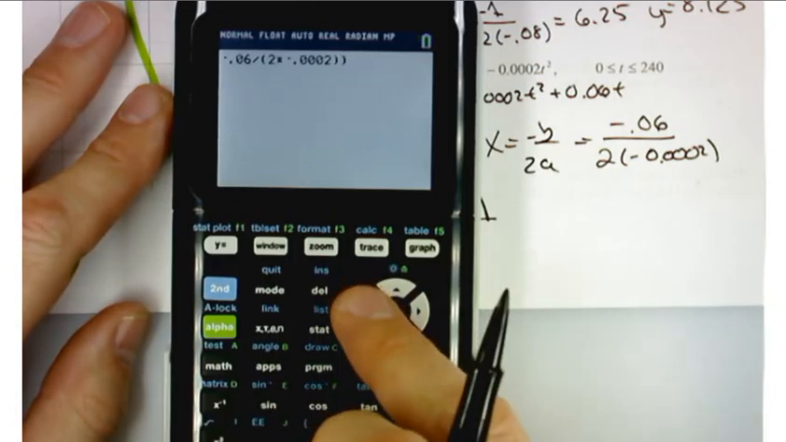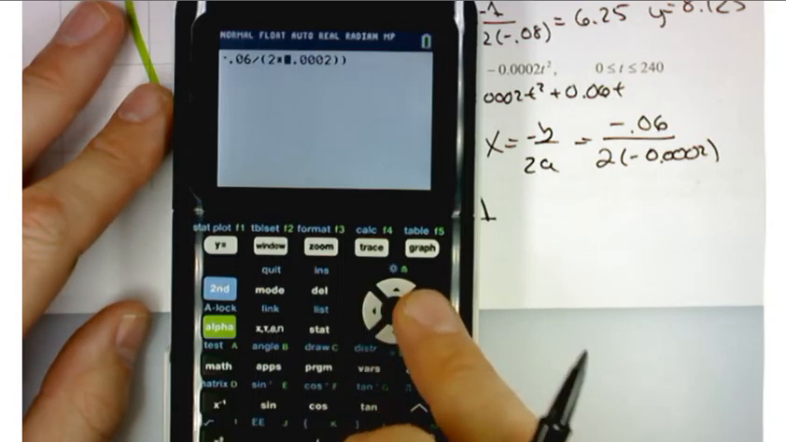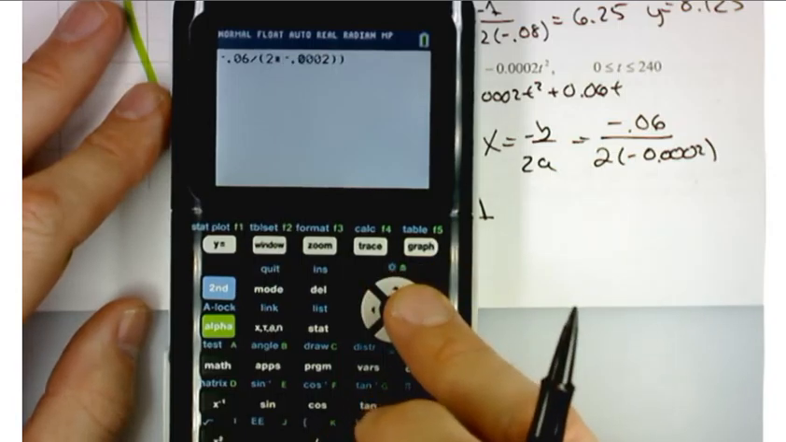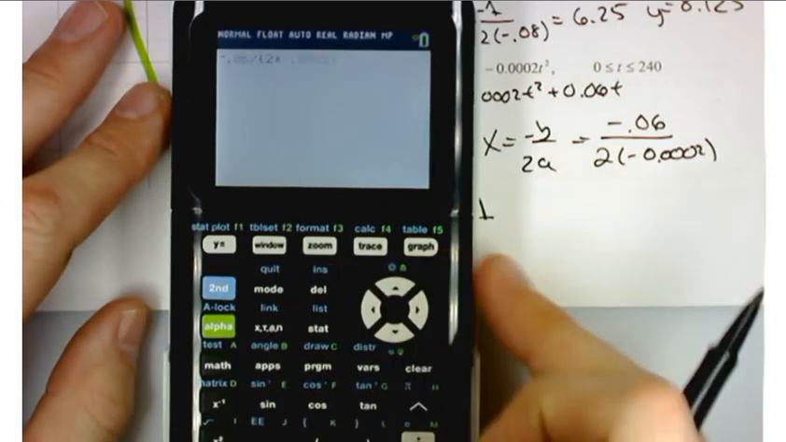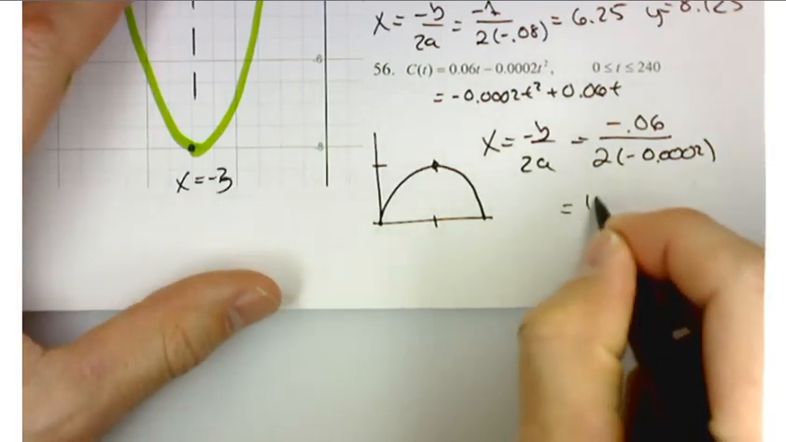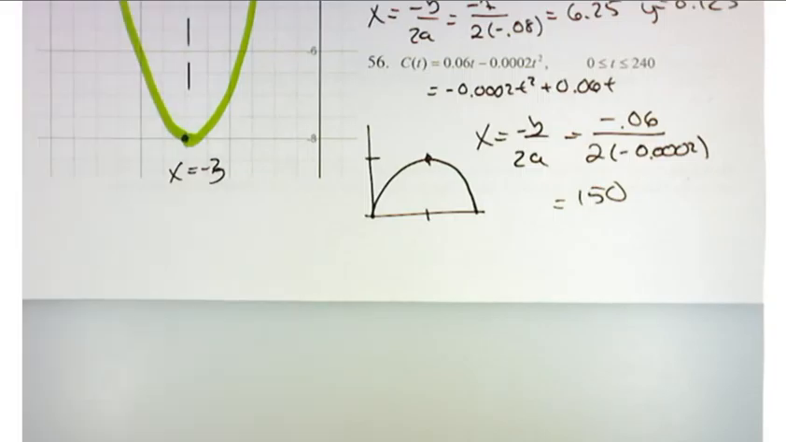Oops. Didn't like that. That's what I was expecting. I'm just kind of curious as to why. Oh, I got an extra parenthesis there, I think. There we go, 150. So I get 150 for x. That's where the maximum concentration occurs. But what is that maximum concentration?